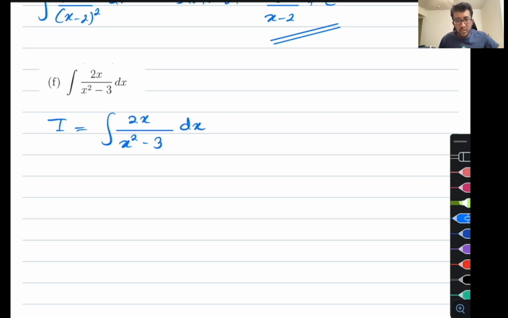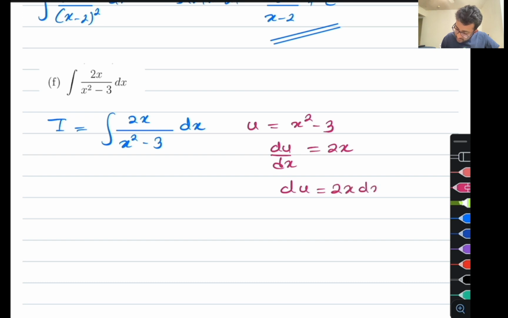So if you see this problem carefully, you can find out the derivative of the denominator is appearing in the numerator, because in the denominator you have x squared minus 3 and its derivative is 2x, right? So what is the substitution that you can use? I'm going to use u equals x squared minus 3. So du by dx is going to be equal to 2x. So du is equal to 2x dx.